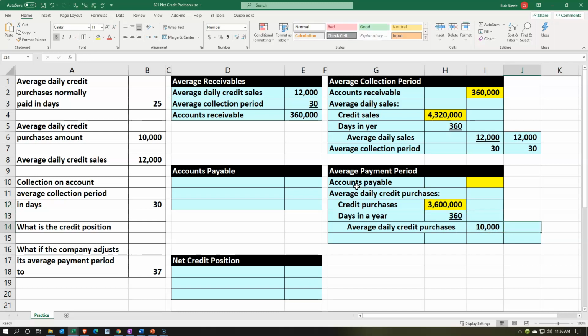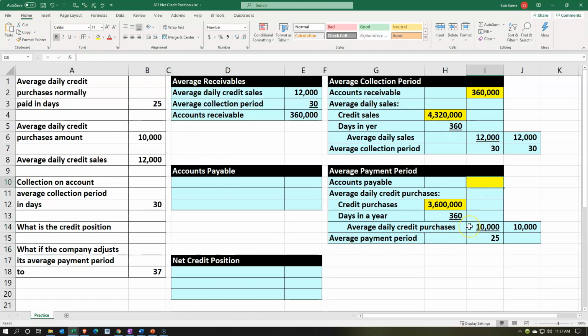We could double check that over here by recalculating the 10,000 as the 3,600,000 divided by the 360 gives us the 10,000. And then we can calculate or pick up the average payment period, the thing we normally calculate, but now we know that's going to be our 25, so it's going to be equal to the 25 up top. I'm going to put the underline here under the 10,000, home tab, font group, and underline.